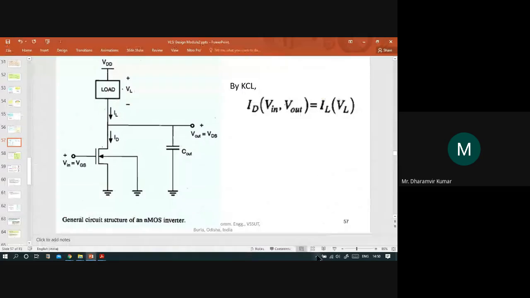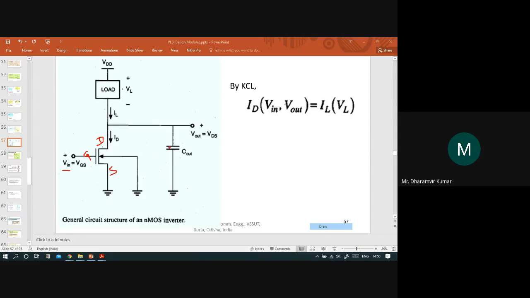This is the gate terminal. This was the source, and this is the drain terminal. The load is connected between VDD and the drain terminal of the NMOS device, and the input signal is provided at the gate of the NMOSFET.